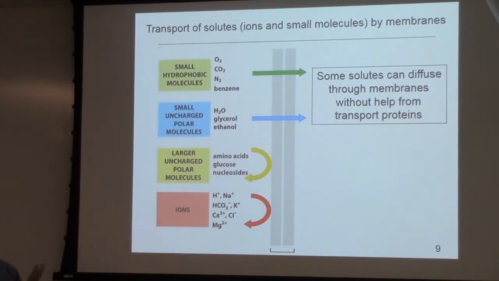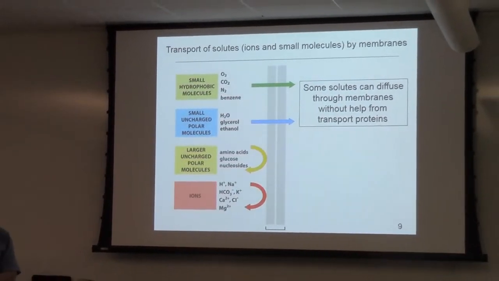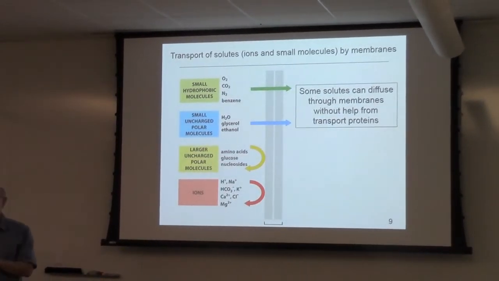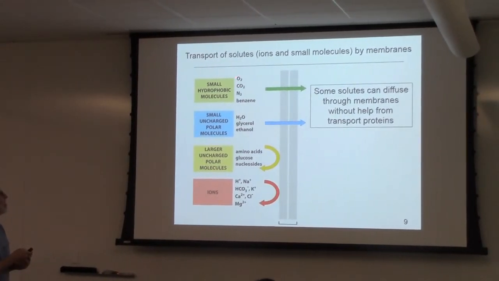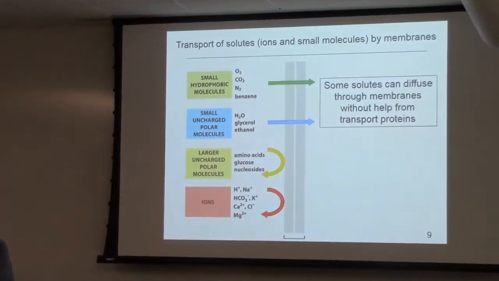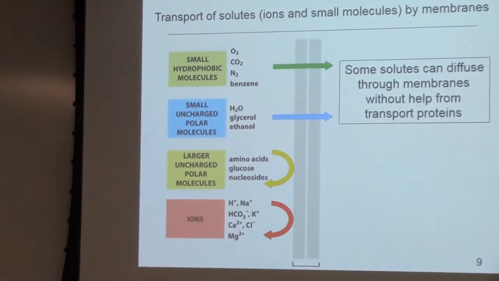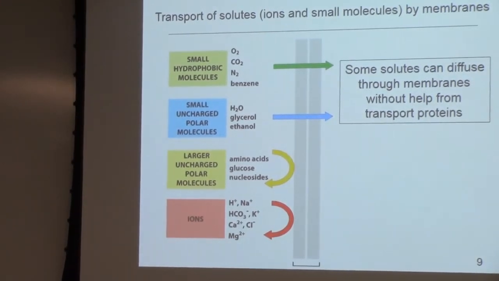So, like I said, some solutes can diffuse right through a membrane. And for this course, the ones that are important are oxygen and carbon dioxide. We're going to get to that in the respiratory system. They just go through the membranes. They go wherever they want. They diffuse through membranes, oxygen and CO2.